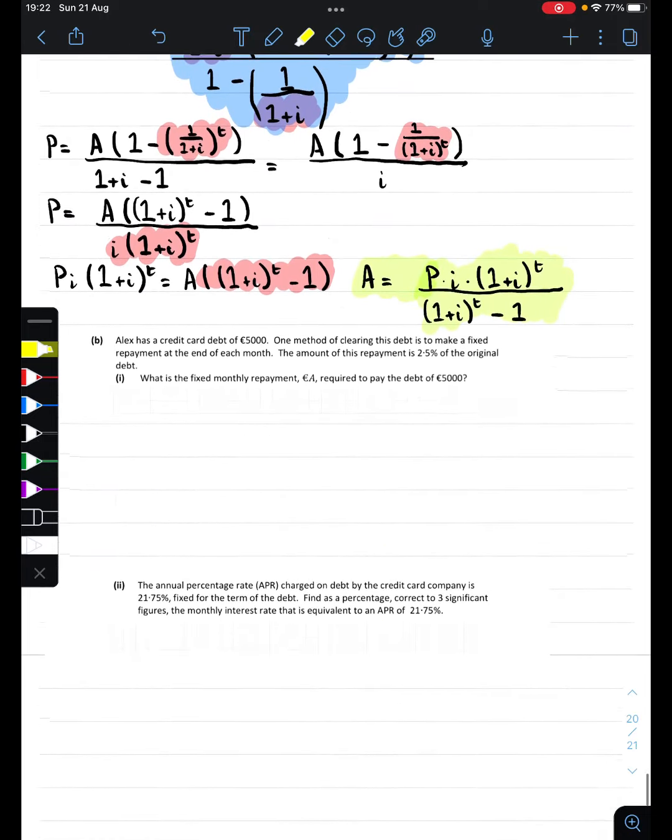Now on to part B. Alex has a credit card debt of €5,000. One method of clearing this debt is to make a fixed repayment at the end of each month. The amount of this repayment is 2.5% of the original debt. What is this fixed monthly repayment required to pay the debt? Okay, so seems very straightforward. The debt is 5,000, and the monthly repayment is 2.5% of the debt.